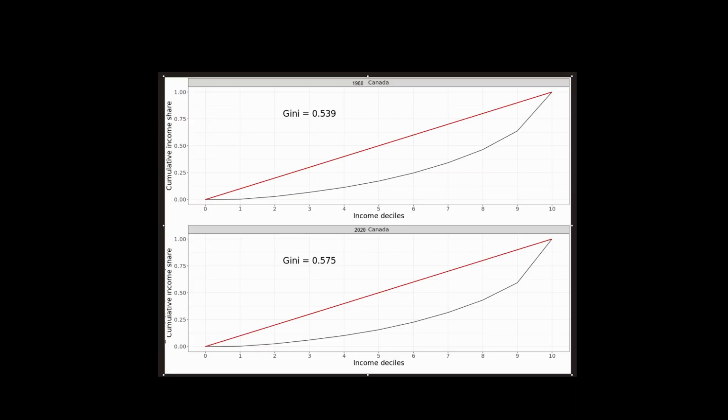Okay, so here we have two Gini, my apologies, I'm reading the term here. Here we have two Lorenz curves. Don't worry about these Gini coefficients just yet. We'll explain these later. But here we have two actual Lorenz curves for Canada, one on the top from the 1980s, the one on the bottom from 2020. Now, how exactly do we interpret these?